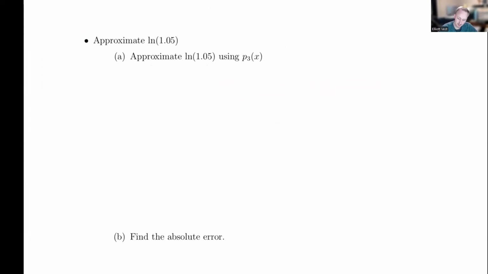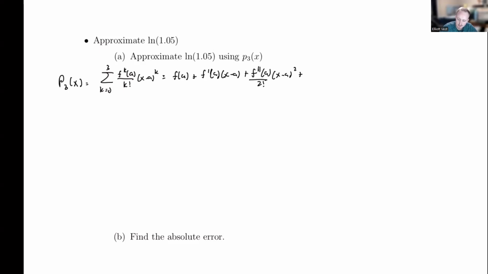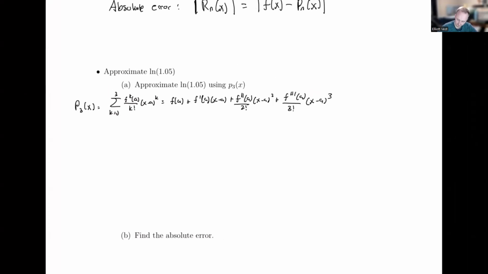For one, what is P3 of x? P3 of x is the summation from k equals 0 to 3 of the kth derivative at a over k factorial, times x minus a to the kth power. So I can write these terms out: f of a, plus f prime of a, x minus a, plus f double prime of a over 2 factorial, x minus a squared, plus f triple prime of a over 3 factorial, x minus a cubed, like that.